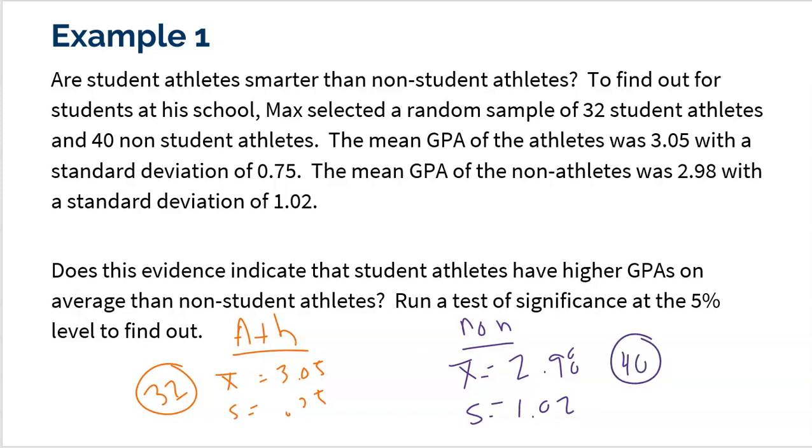Now, if you look at these two numbers, I like to always subtract to keep things positive, so 3.05 minus 2.98 is a 0.07 difference. Sorry, I think I might have said 0.7, I meant to say 0.07 difference. So this is what we have to figure out. Is a 0.07 difference significant? Does this show us that athletes do have a higher GPA on average, or is a difference of 0.07 so minuscule that it probably was just due to chance, and this doesn't say anything about athletes being smarter? So that's why we're going to actually do this work.